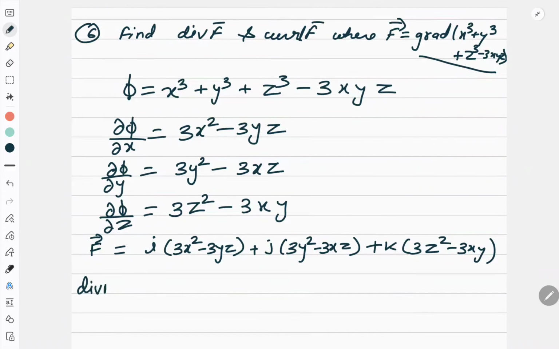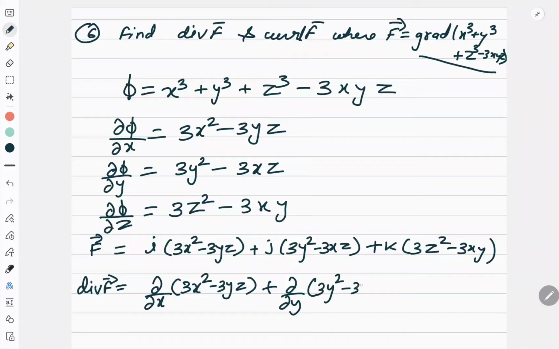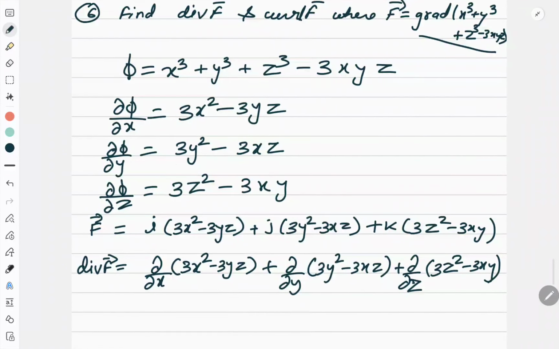So divergence of f means del dot this. So dou by dou x of the coefficient of i, 3x square minus 3yz, plus dou by dou y of the coefficient of j, 3y square minus 3xz, plus dou by dou z of 3z square minus 3xy. Correct? So this is equal to 6x plus 6y plus 6z. Easy? So I got the divergence.